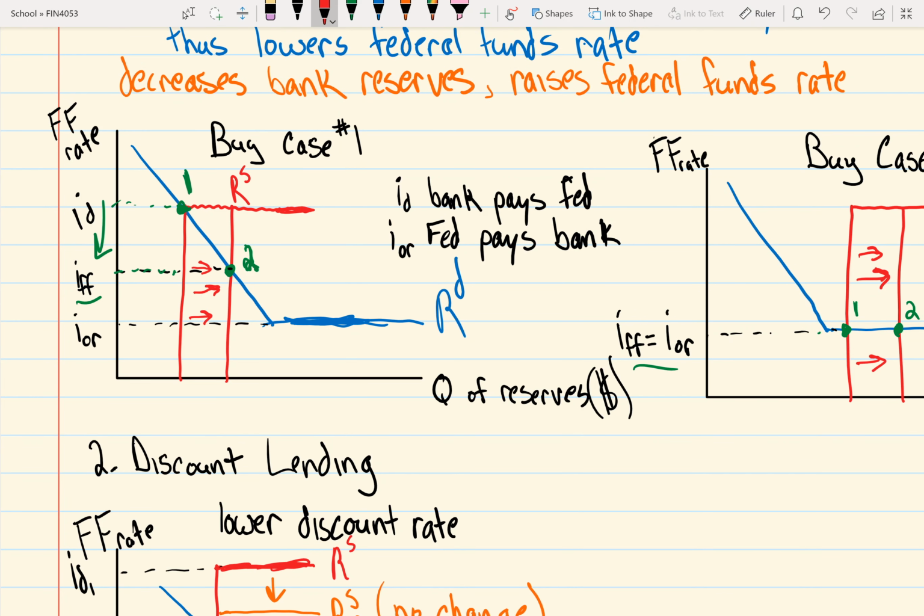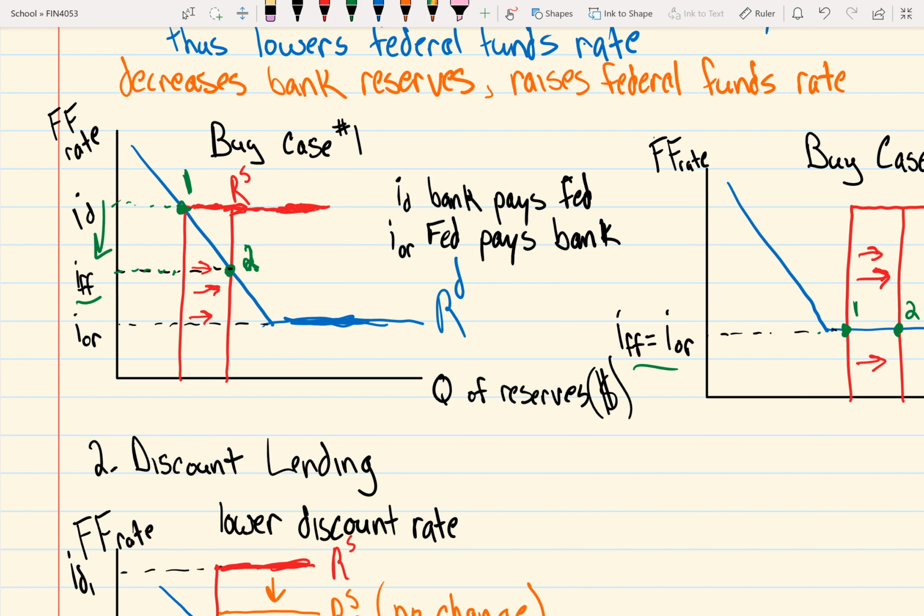Also, as you can see, it is cut off here where it becomes horizontal. This is because it is limited by this ID here, which is the discount rate, or the rate that the Fed charges each bank to borrow money from them.